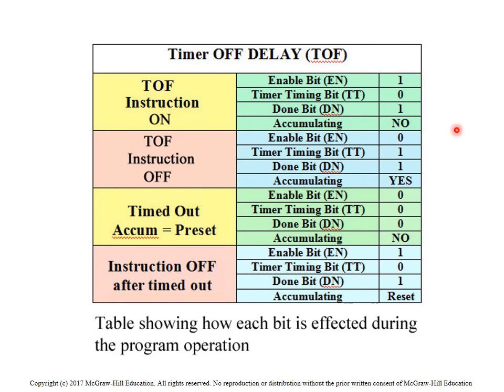In the on state, you will see enable is on, done bit is on, no accumulation. When the instruction in front of the timer is off, the enable is off, the timer timing is on, the done bit is on, accumulating, yes. Timed out, that means we've reached the end, so everything goes to a reset state. And an instruction off after timed out. So the enable's off, the done bit's off, and the accumulating is reset. So that's pretty much the status of the off delay.